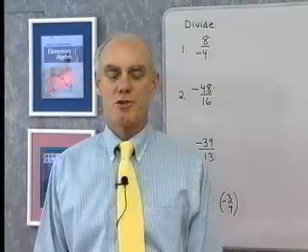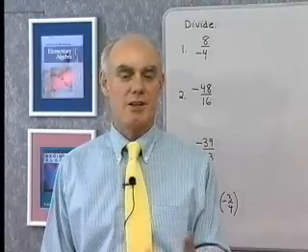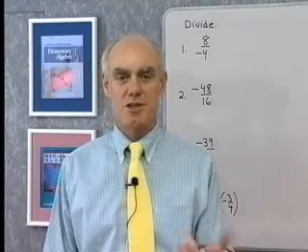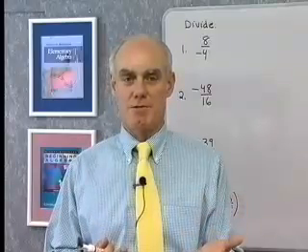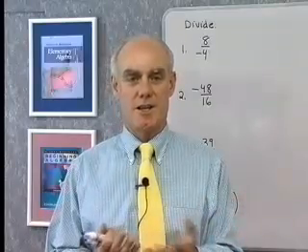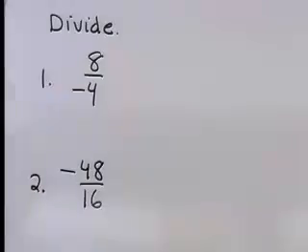Next we're going to do division with negative numbers, and the rules for division are the same as the rules for multiplication. And the reason why is because division is multiplication by the reciprocal. So when we divide, we simply divide absolute values. If the two numbers have the same sign, the answer is positive, and if the two numbers have different signs, the answer is negative. Problem number 1, we have 8 divided by negative 4.